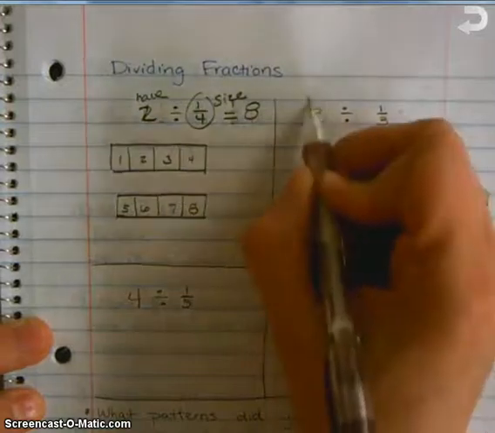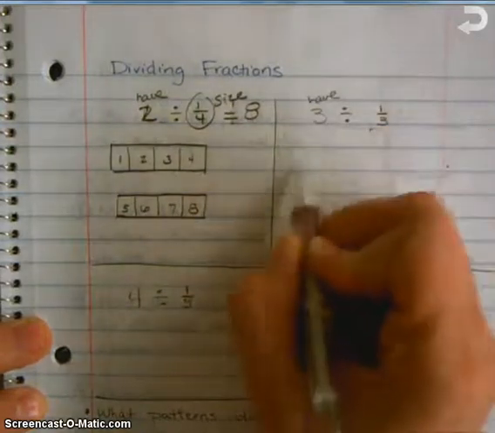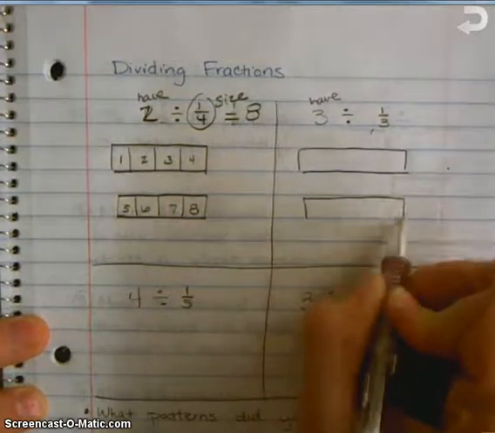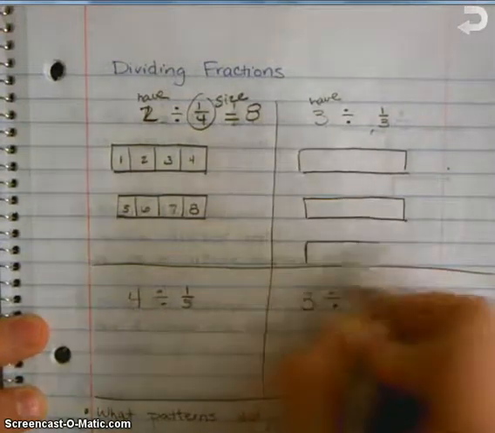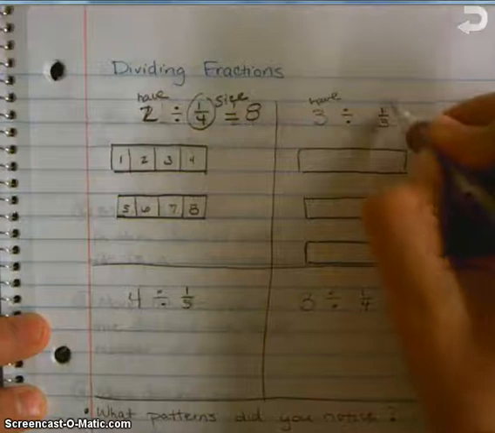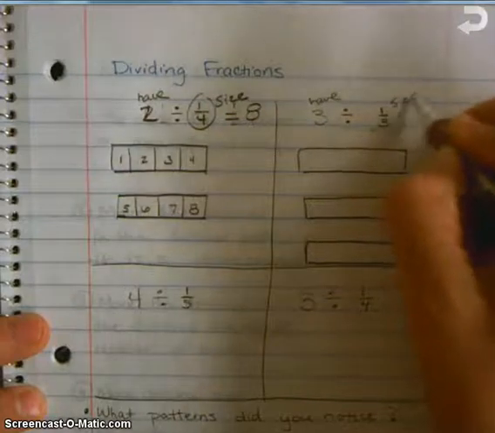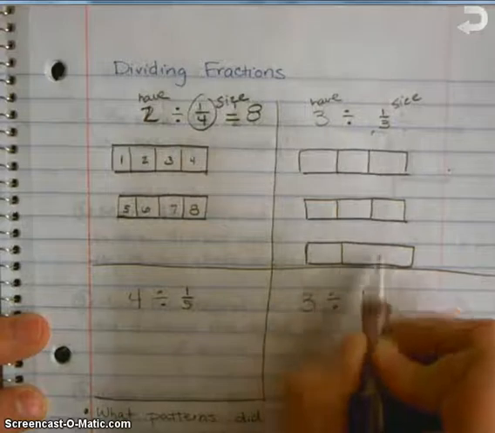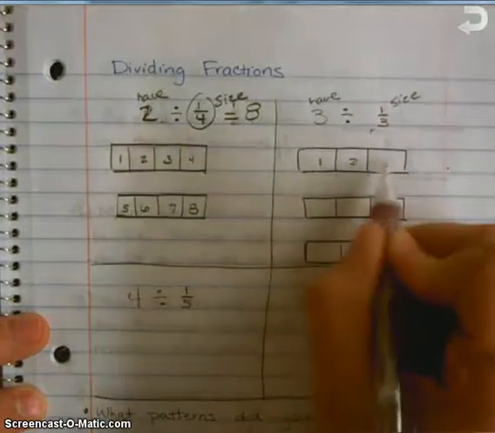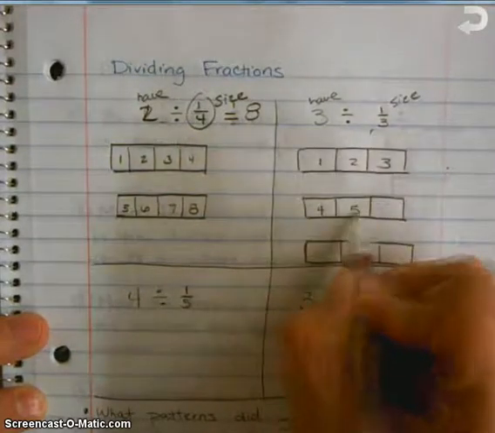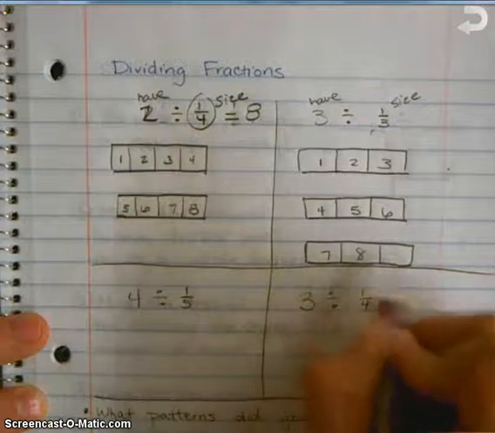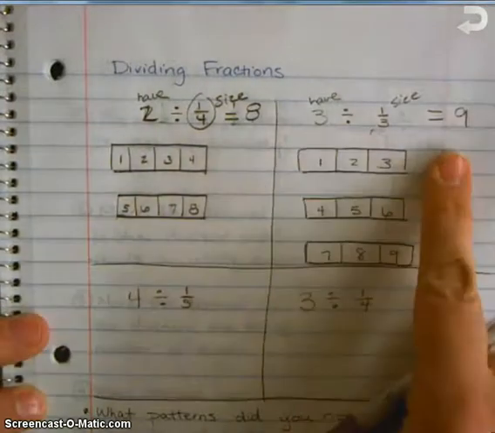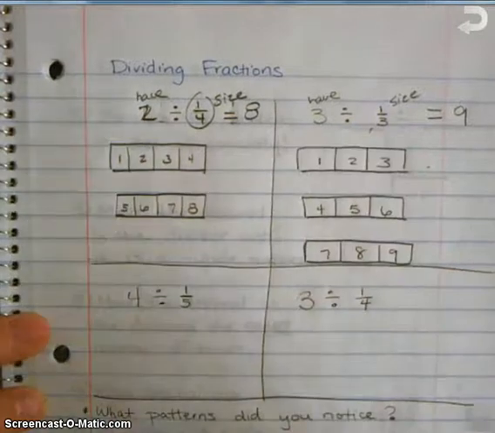So the next problem is 3 divided by 1/3. So I'm going to start with 3 wholes. And then I'm going to divide it into pieces that are 1/3 size each. So 1/3, I have to split each of these into 1/3. So I have 1, 2, 3, 4, 5, 6, 7, 8, 9 1/3. So I end up with 9 pieces that are 1/3 each.